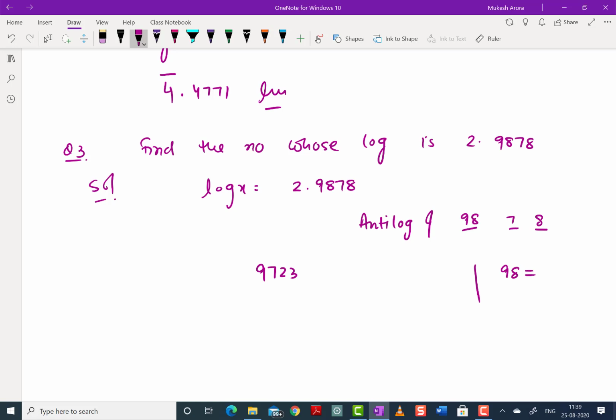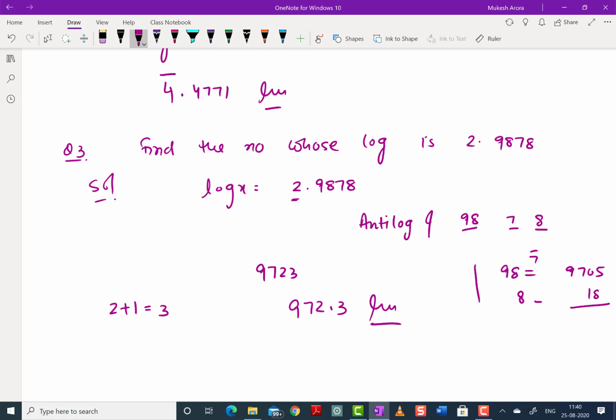Antilog of 98 will be 97, the 7 column is 9705, and antilog of 8 in this column is 18, so it will be 9723. And here the characteristic is 2, so we add 2 plus 1, 3, so the decimal will be after three digits and 972.3 will be our answer.